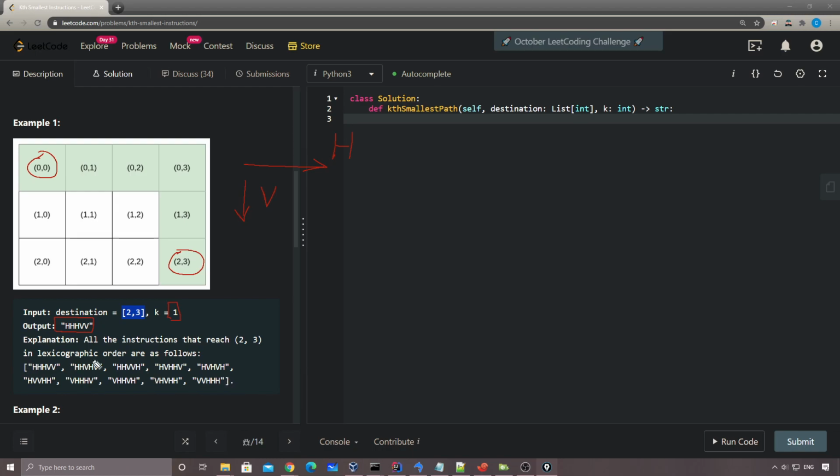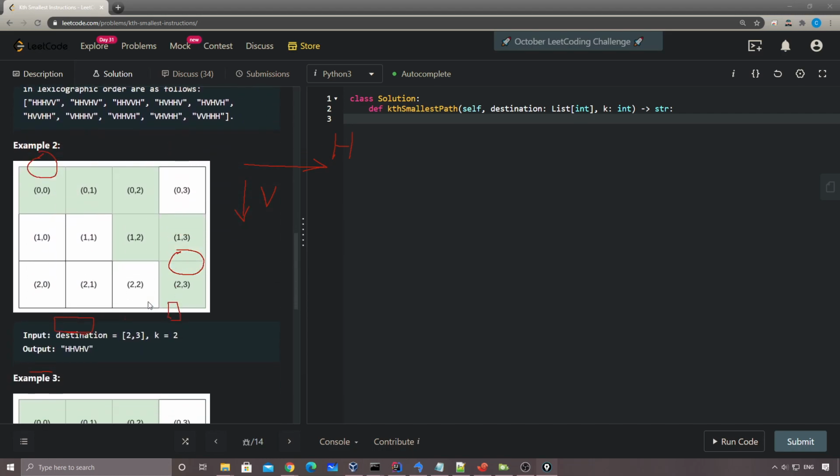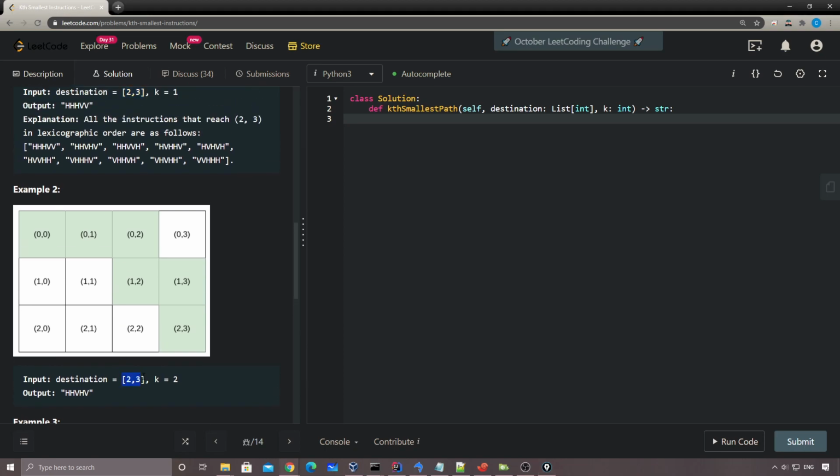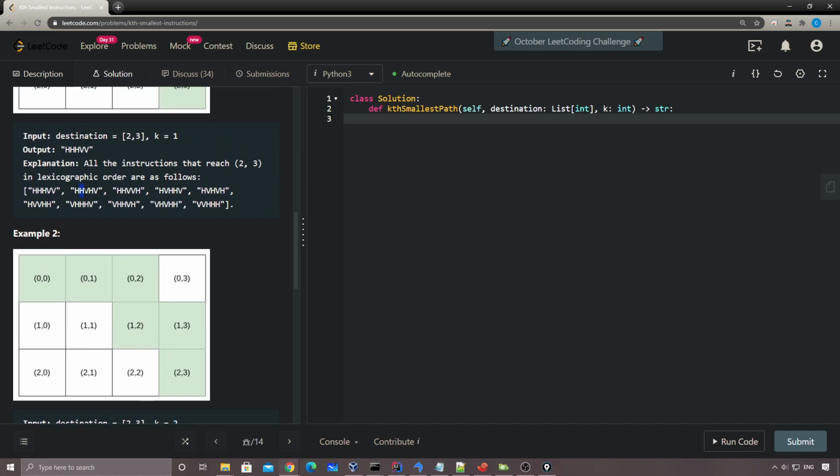As you can see here, we have 10 instructions in total because we need to make 3 H moves and 2 V moves. That's why we have 10 in total, and we need to find the first one. So the first one is HHHVV. And in another example, same destination, but this time we need to find k equals 2, which is HHVHV.